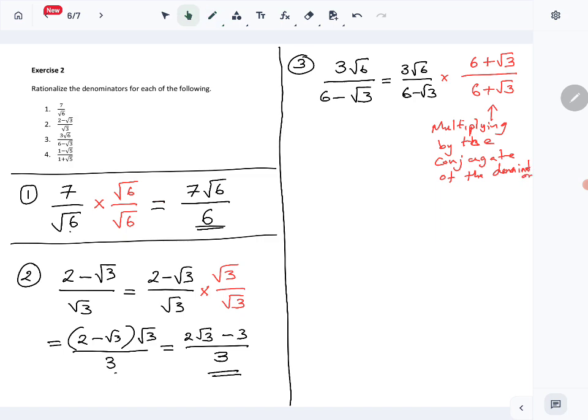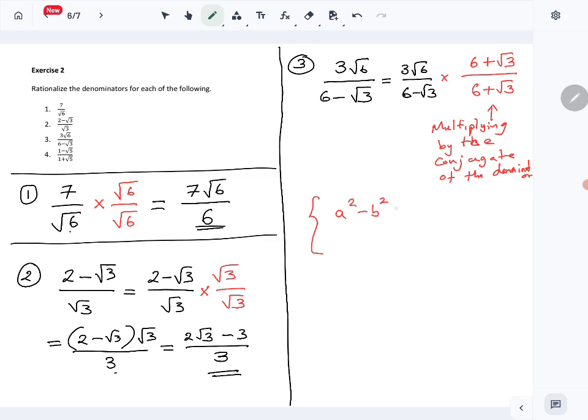So how do you get the conjugate? If you have a minus, change it to plus. If the middle sign is plus, change it to minus. That's all. After that, just simplify. So here, to simplify the denominator, you can use a trick, an easy trick.